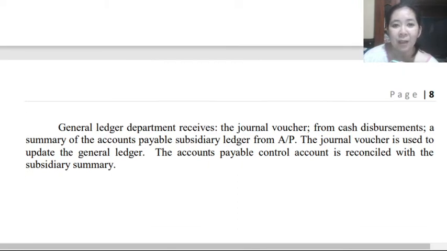The general ledger department will receive the following: the journal voucher from the cash disbursements, a summary of the accounts payable subsidiary from the accounts payable department, and the journal voucher. This will be used to update the general ledger. So these are the source documents and audit trail that will be used later on. The accounts payable control account is reconciled with our subsidiary summary to make sure that they are updated accordingly.